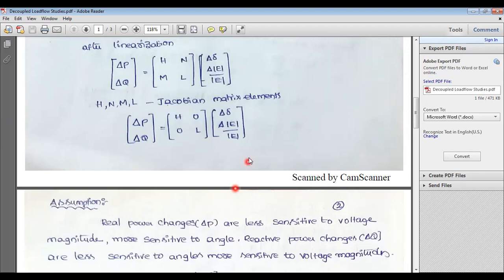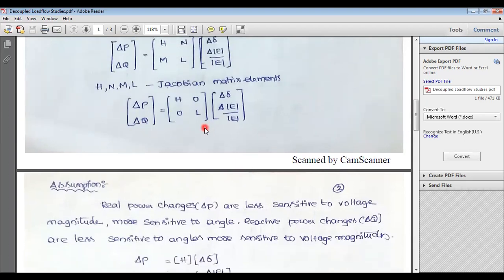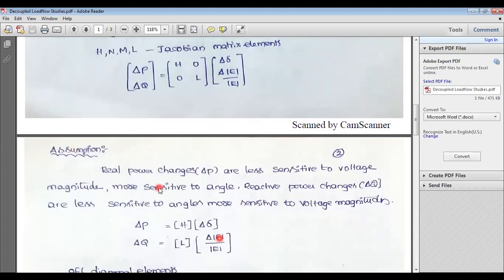Now please see here. Based on that, I am going to eliminate N and M. Now you got the point; that is the assumption we have taken here. If we make N equal to 0, the real power change delta P is less sensitive to voltage, so negligibly you can neglect this. So N is neglected.